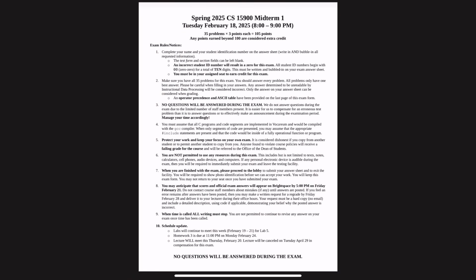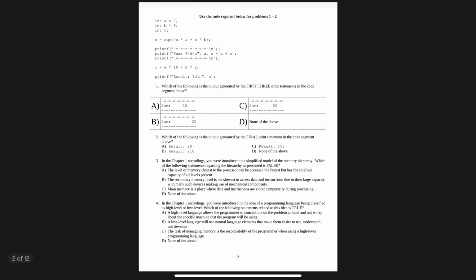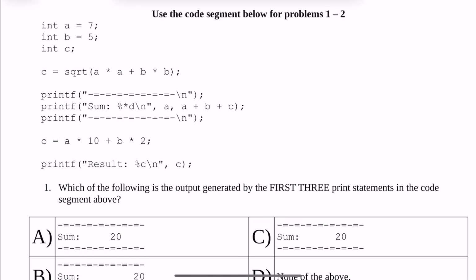Here's midterm 1 for spring 2025, CS 159. Starting with questions 1 and 2. Every time I see a code segment, I always kind of scan through it before I get started. So in this case, I see we have all integers, and then we have some math going on.